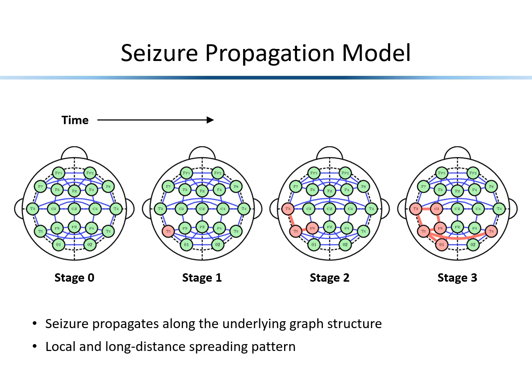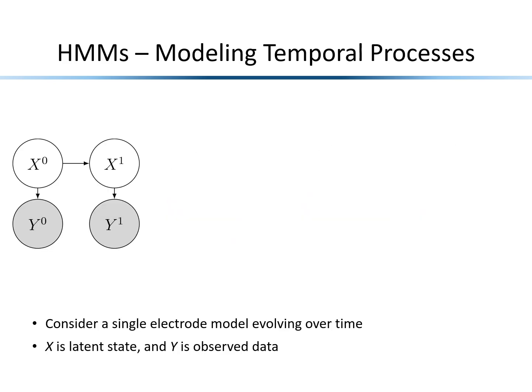If we think about the temporal dynamics, this is very reminiscent of a hidden Markov model, which captures this kind of propagation of hidden states. A single chain hidden Markov model is shown on the slide. It consists of two portions. There's a latent state X, which are shown in the white circles, and then observed data Y, which are shown in the gray circles.